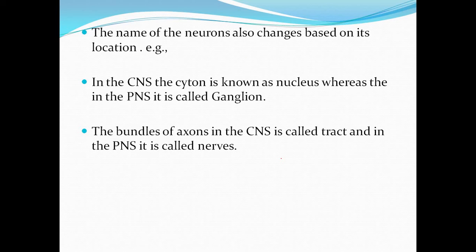The neuron's name also changes based on its location. In the CNS, the cyton or soma is called a nucleus, whereas in the PNS it is called a ganglion. The bundles of axons in the CNS are called a tract. The axons present in the central nervous system are known as tracts, and in the peripheral nervous system they are known as nerves. Let me discuss some more about it.